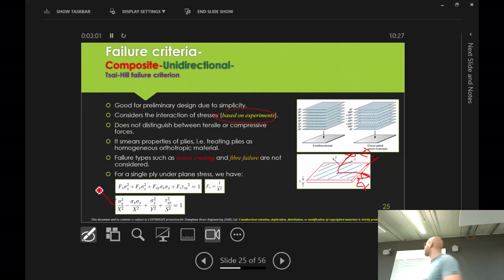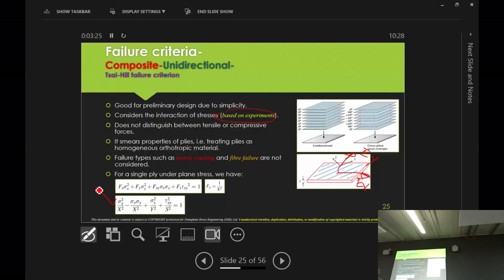That's essentially that. If applied stress in the x direction to the power of 2 over strength of material to the power of 2, it's a quadratic equation. Take away that, add that, equals 1. If it becomes 1 or above 1, composite fails. If it's below 1, you're fine.